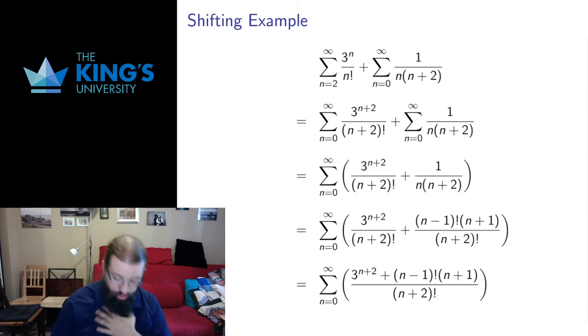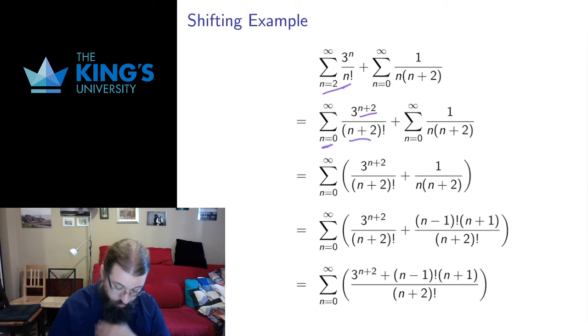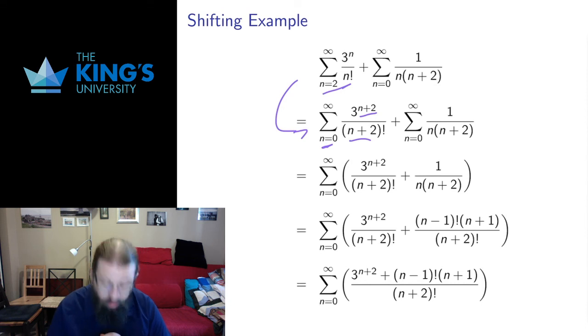So I'm going to shift the first sum by going down 2 in the index and up 2 in the term. Anywhere I see n in the term, I replace it with n plus 2, and that allows me to start at n equals 0 instead of n equals 2. So that's a shift by 2, going down in the index, going up in the term. And now both of these start at 0.